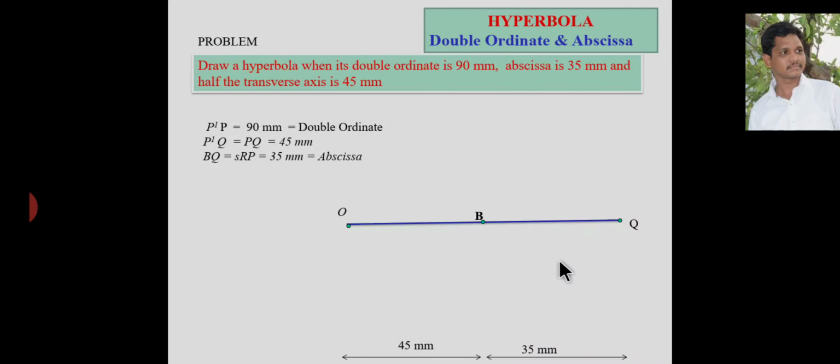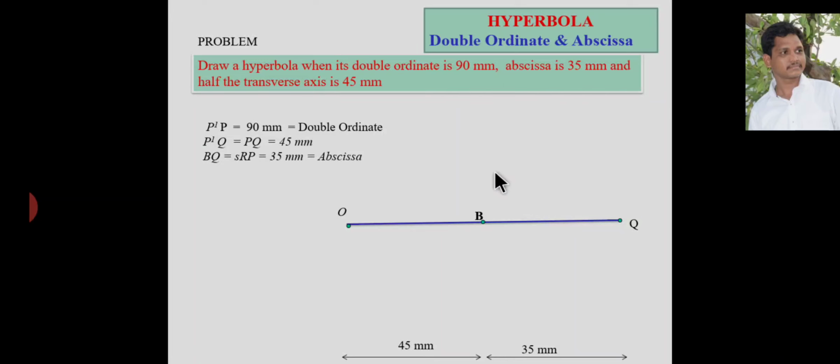Okay, from the given data, the double ordinate is 90 mm, the abscissa is 35 mm and the transverse axis is 45 mm. So OB I consider as the transverse axis, that is 45 mm, and the BQ line I consider as the abscissa. So this is the 45 mm transverse axis and the 35 mm abscissa line. Then you have to draw a double ordinate.